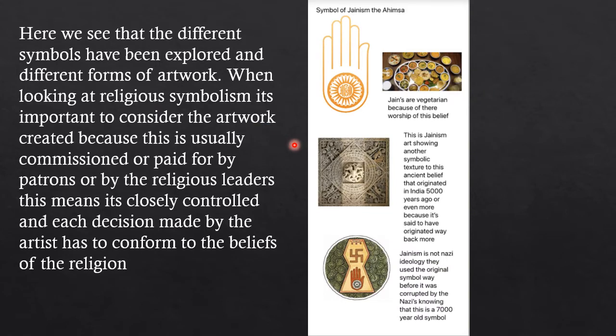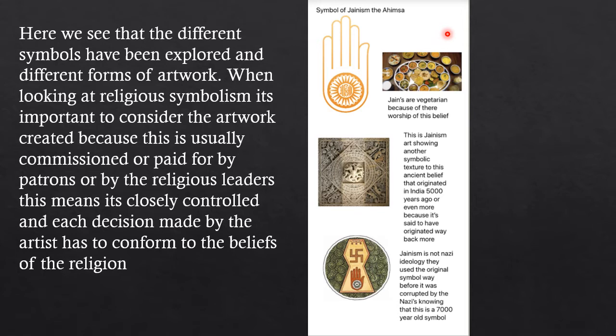Now, here we're taking a quick look at Jainism. Okay, now Jainism is an Indian religion. It would be kind of like Buddhism. It's one of the four strains of Buddhism. But Jainism is one of the most peaceful religions we see in today's culture.